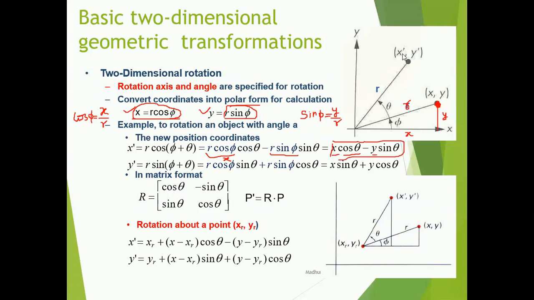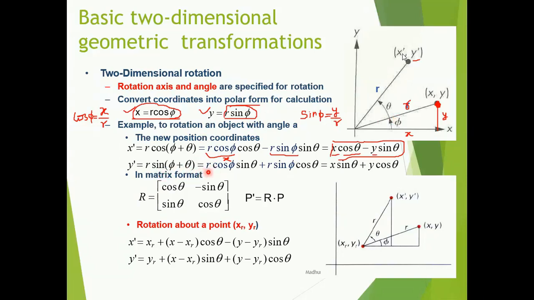Next we want to calculate the other value, y dash. You have a point here, y dash; after rotation you have moved y to the y dash position. So what is y dash? y dash is equal to r sin phi plus theta. You have just added an angle here, so that is phi plus theta.